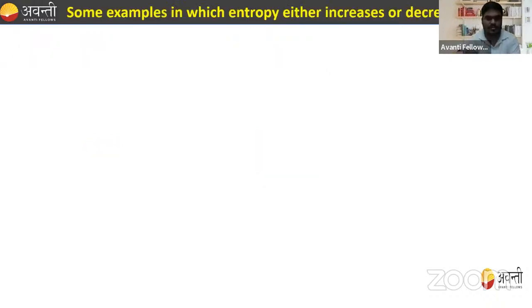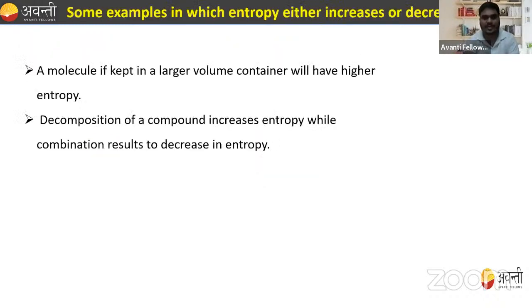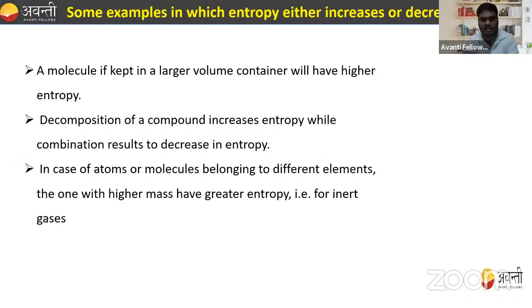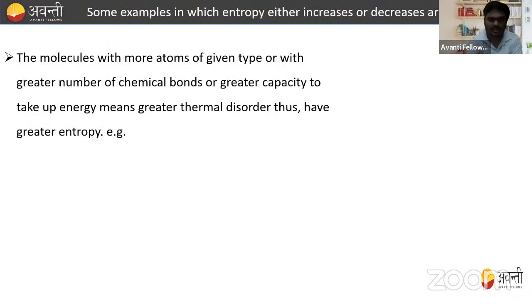Now, some examples in which the entropy either increases or decreases: if the molecule is kept in a larger volume container, it will have a higher entropy. Similarly, decomposition of a compound increases the entropy. In case of atoms or molecules belonging to different elements, the one with the higher mass has a greater entropy, or for inert gases, we can say this.